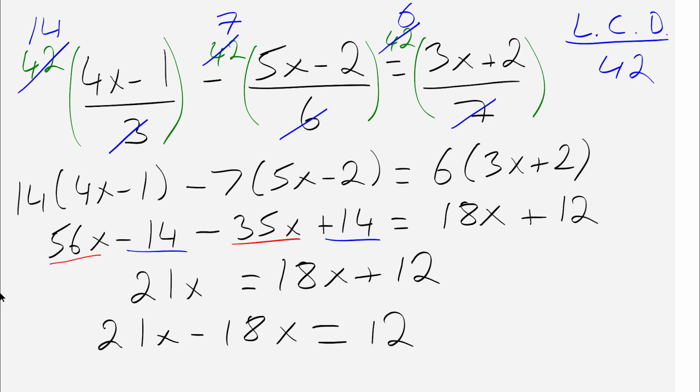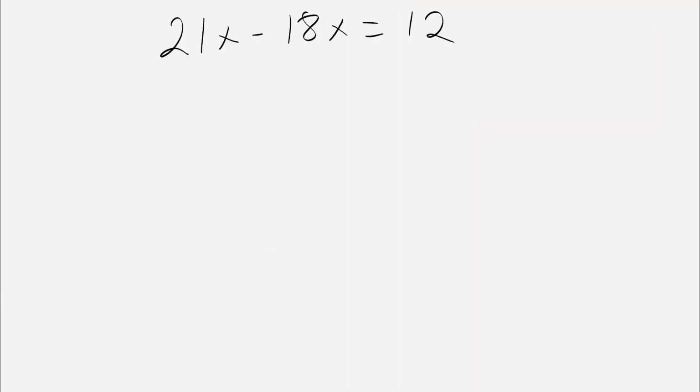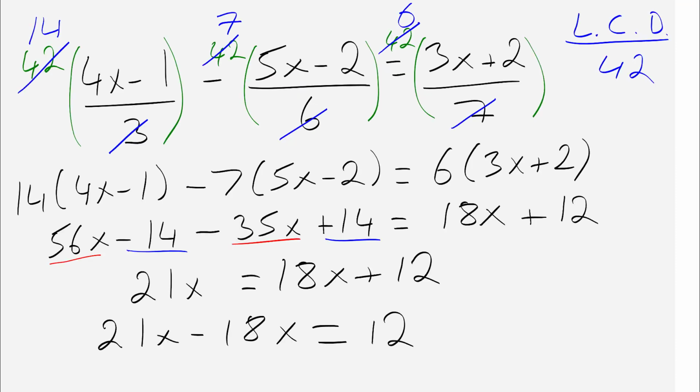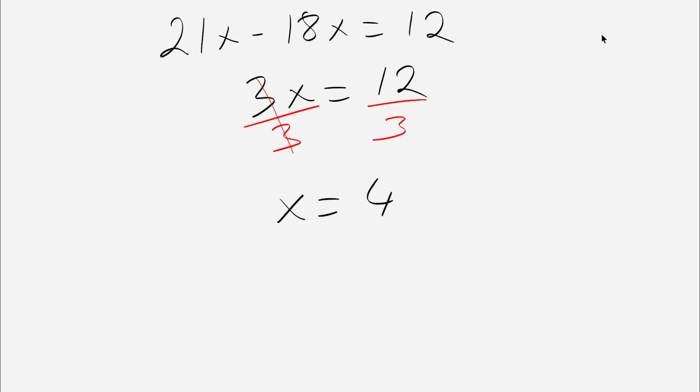I'm just going to bring that onto the next page here. So we have 21x take 18x is 12. 3x is equal to 12. And we know we divide both sides by 3, and we will get x equals 4. So the solution to that equation was x equals 4.